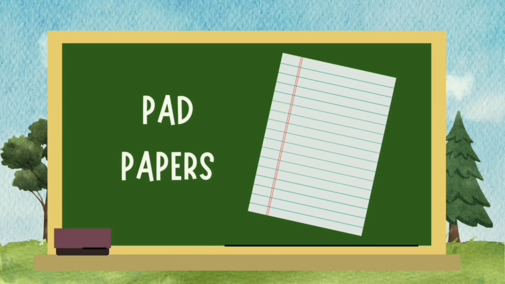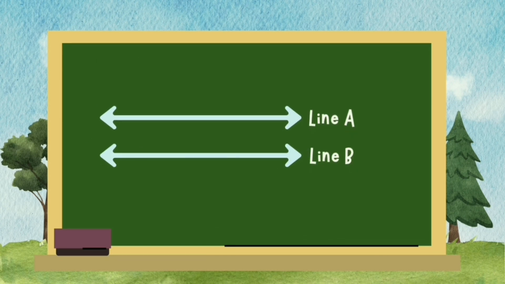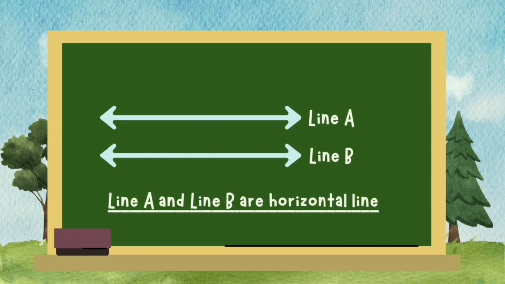Look at your papers. Can you see the horizontal lines? The horizontal lines on your paper guide you in writing. Now, look at line A and line B. What do we call these lines? Line A and line B are horizontal lines. As you notice, the two lines are the same distance apart.